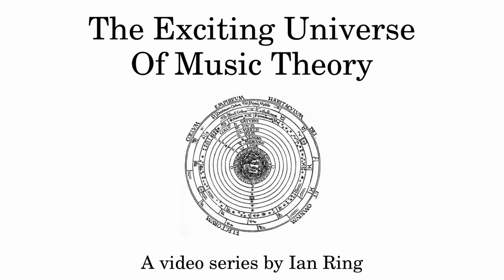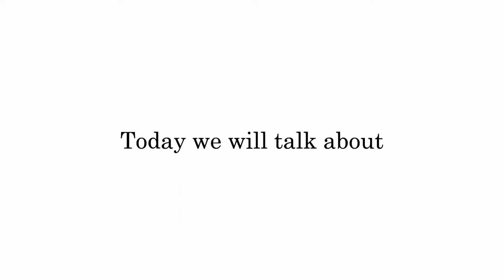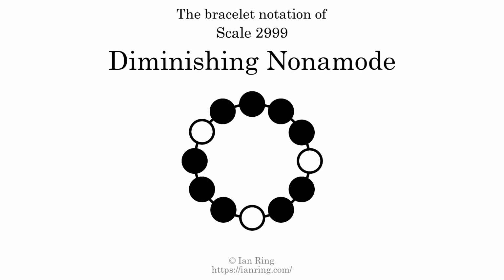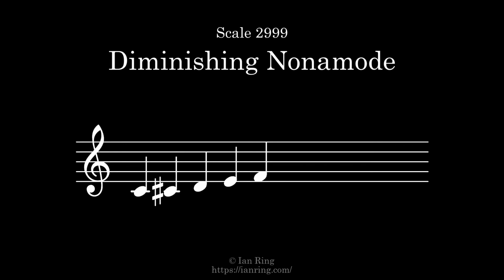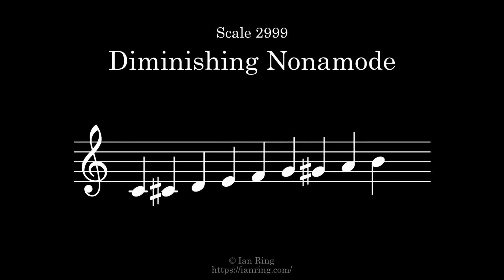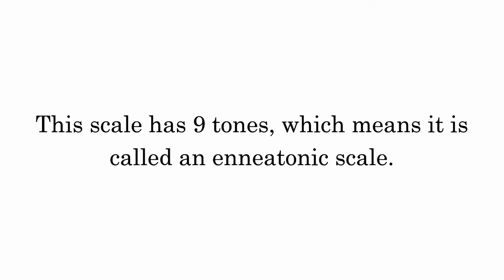Welcome to the exciting universe of music theory. Are you ready to learn? Then let's begin. Today we will talk about Scale 2999, Diminishing Nonamode, which sounds like this. This scale has 9 tones, which means it is called an enneatonic scale.